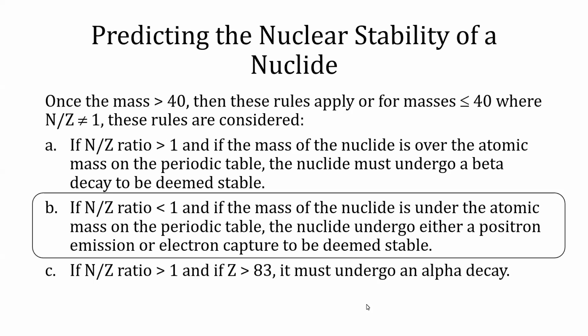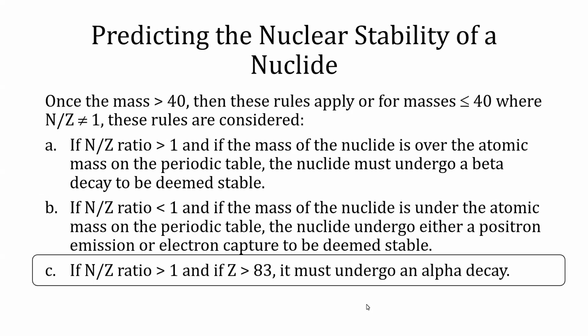If the N to Z ratio is less than 1, and if the mass of the nuclide is under the atomic mass on the periodic table, the nuclide undergoes either a positron emission or electron capture to be deemed stable.